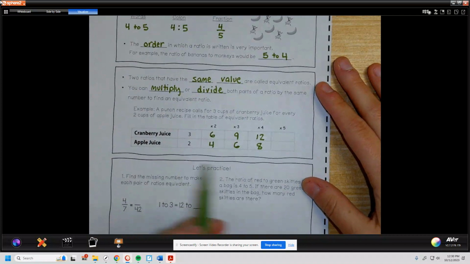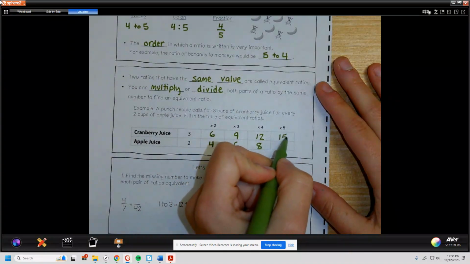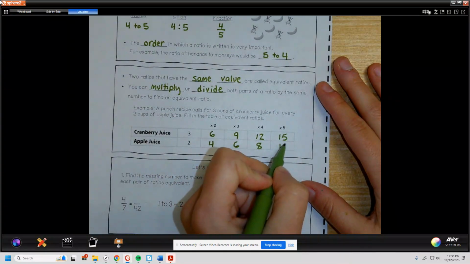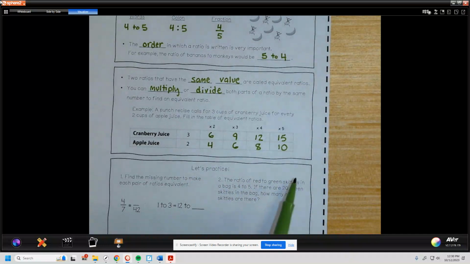And if you want to multiply by 5, 3 times 5 would be 15, and 2 times 5 is 10. So all of these would make the same exact punch. It's just equivalent ratios. You're just making more punch. And you can probably notice the patterns.